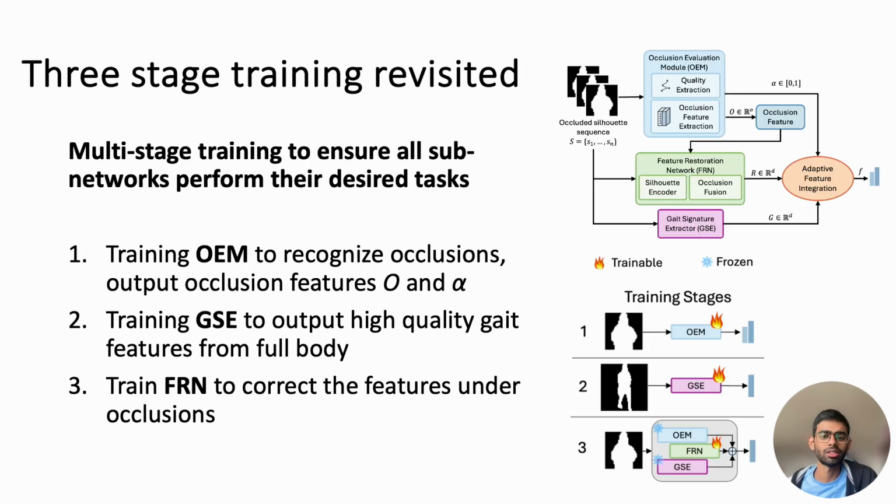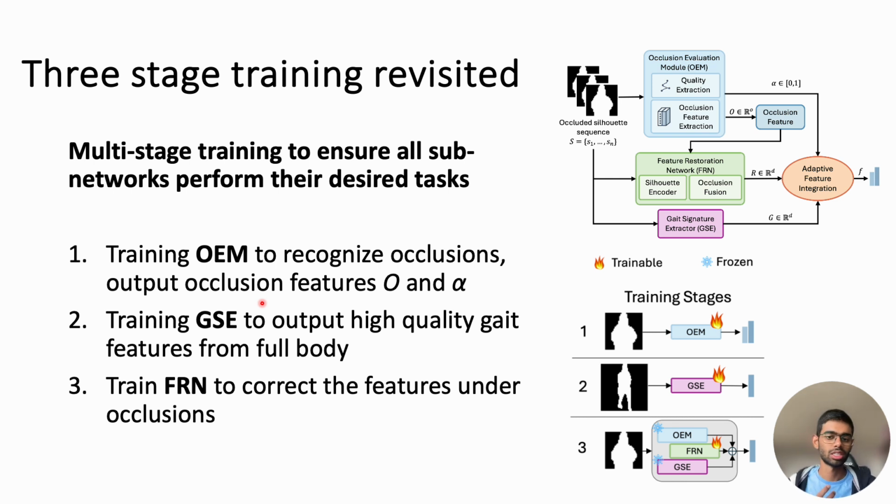And a side note on how we train: we use multi-stage training to ensure all of these subcomponents perform their desired task. We perform 3-stage training, and in each of these stages only one component is trained. Stage 1 is just training the OEM, which, as we saw in the previous work as well, is a separate training stage which just trains the network to classify the position or the amount of occlusion. No gate recognition network here.